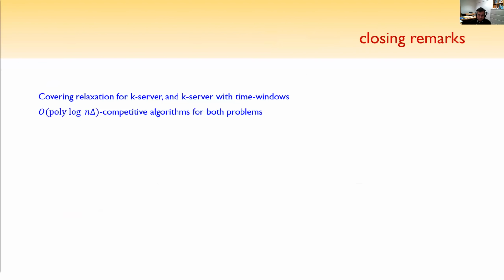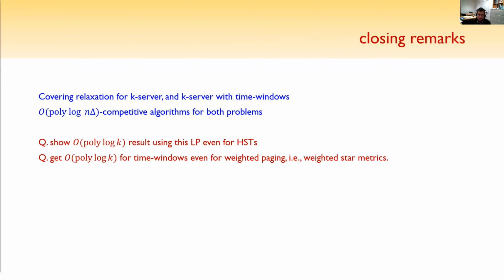So that was a little quick, but let me close by saying that we gave this polylog n delta algorithm. And of course, the main questions are, can we get just a polylog k algorithm even for HSTs from this LP? Can we get a polylog k algorithm for time windows? That doesn't exist. And of course, can we get simpler and better algorithms?